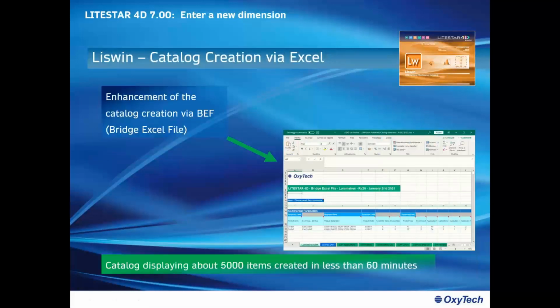So even for the catalog creation, something of interest for the manufacturers, we introduced some enhancements so that through the bridge Excel file, the file that we produced, including all the fields related to a luminaire, more or less a set of 70 different pieces of information we can manage.